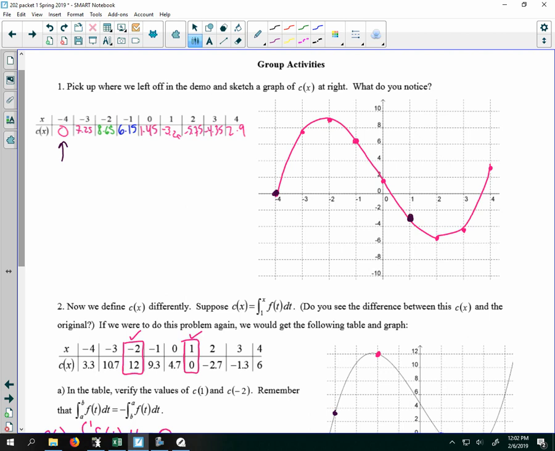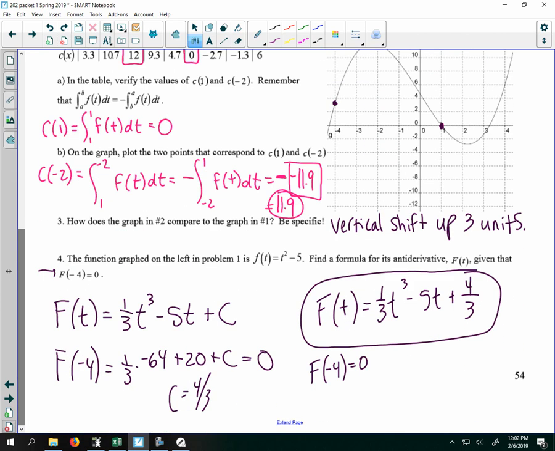Let's see what happens if I plug in 0. Do I get approximately 1.45 in this formula? F of 0 is 4/3, which is 1.33. That's pretty close. Remember, our original numbers are estimates.